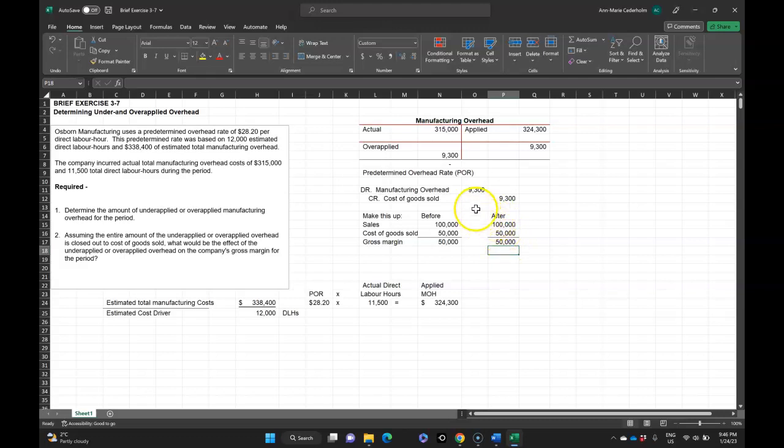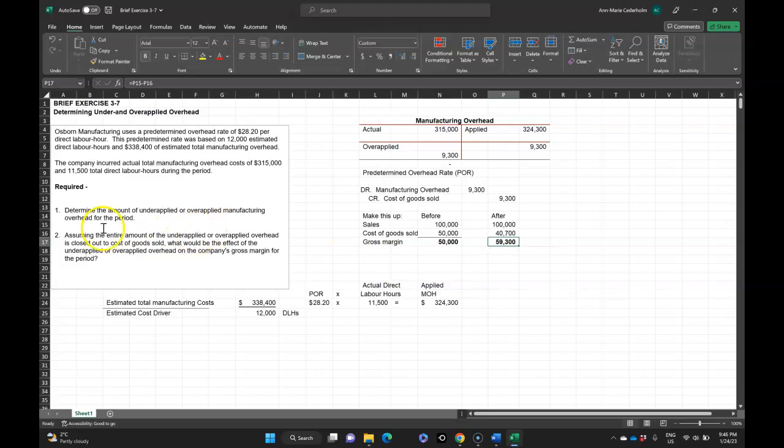Okay, so if I post this 9,300 to cost of goods sold, that's going to decrease the cost of goods sold number. So I'm going to go 50,000 minus the 9,300. So in this case, once I post this overhead that I overapplied, I'll end up with a higher gross margin. So see how that's higher? Before it was 50 and after it's now 59. If it was underapplied, it would be the opposite.